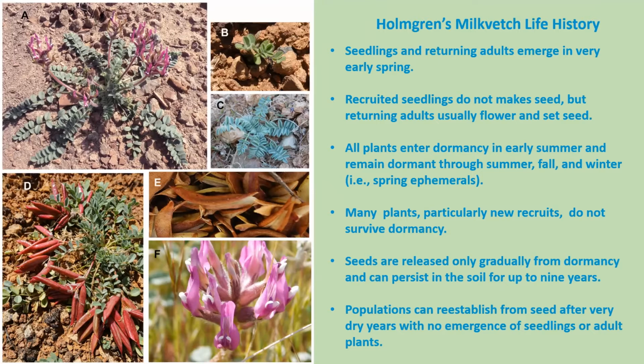The seeds can persist in the soil for at least 9 years. They're only gradually released from dormancy. And we know from Renee's long-term data that there are years when there are no seedlings and no adults. It looks like the plant is gone. And then the next good year, it returns from the seed bank. So that's sort of the way this works.